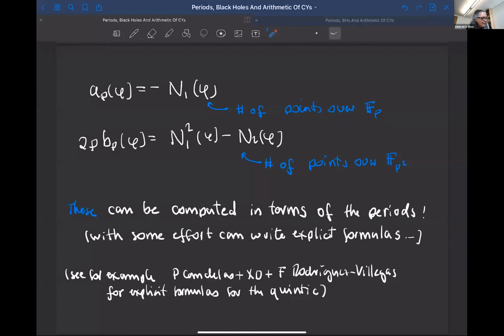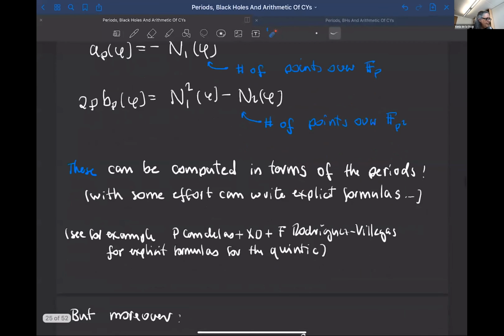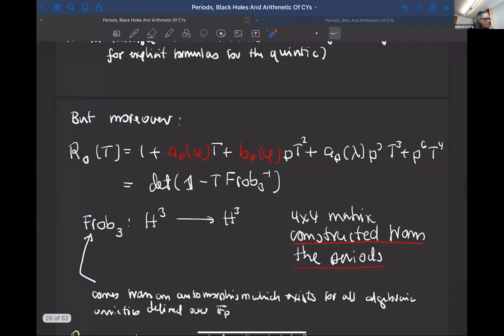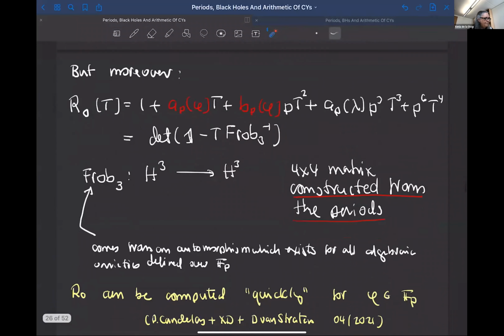These explicit formulas for the periods are technical, and this is why I am avoiding writing them up. They are easier to write for the quintic than for the Hulek-Verrill manifold. But there is more. We are able to go further, in fact.